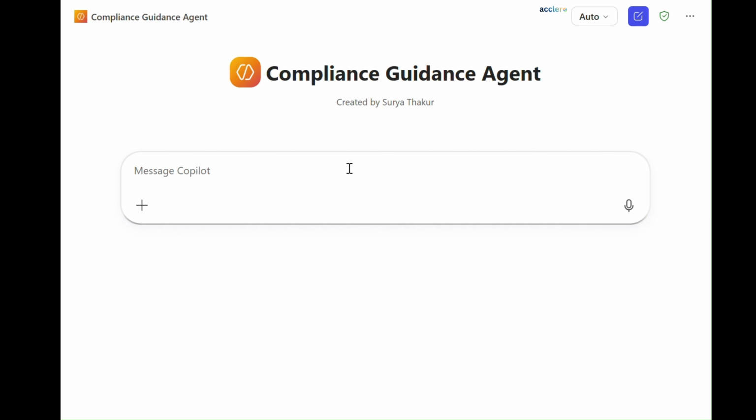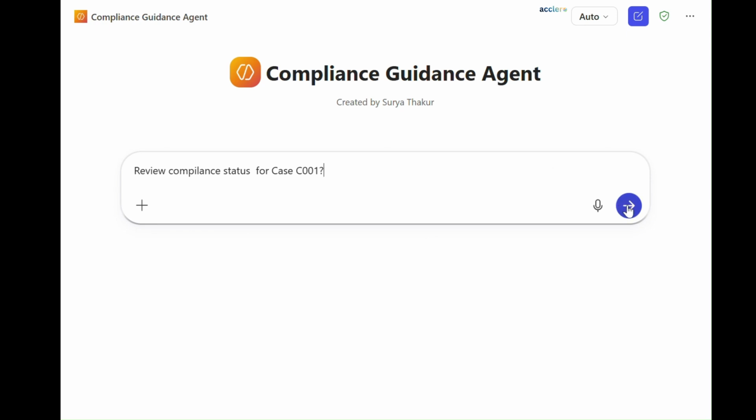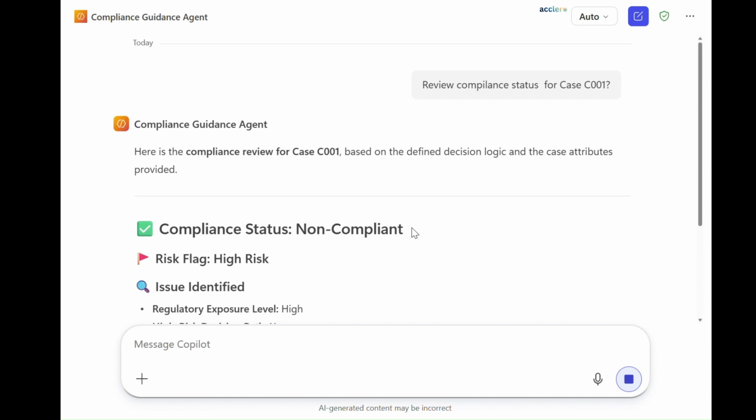Let us take the first use case for this agent, which is early risk detection. Let us give the prompt: review compliance status for case 001. The agent detects that this case has high regulatory exposure and follows a high risk decision path. It immediately flags missing quality evidence and surfaces the required compliance rules.